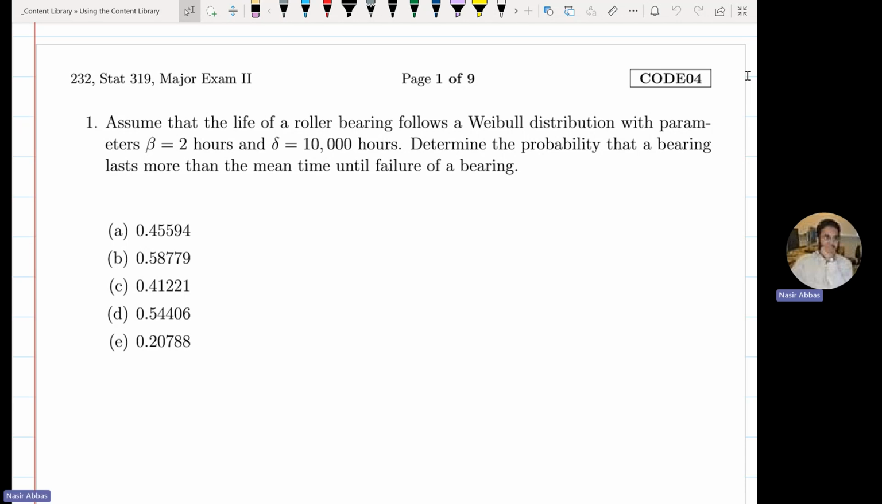For this question number 1, this is, as we can see, Weibull distribution. This is from chapter 4. The question says that assume that the life of a roller bearing follows a Weibull distribution, and the parameters of Weibull distribution are directly given to you. Beta is given to be 2, delta is given to be 10,000. Determine the probability that a bearing lasts more than what? More than the mean.